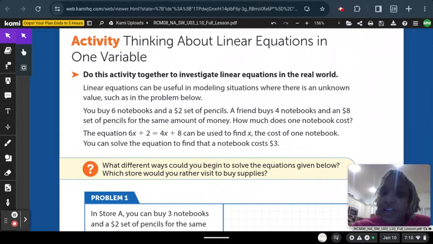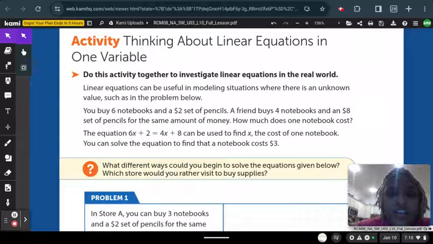Do this activity together. So that's what we're about to do. We're about to investigate linear equations. Remember, linear equations are equations that form a line. And linear equations can be useful in modeling situations where there is an unknown value, such as in the problem below.